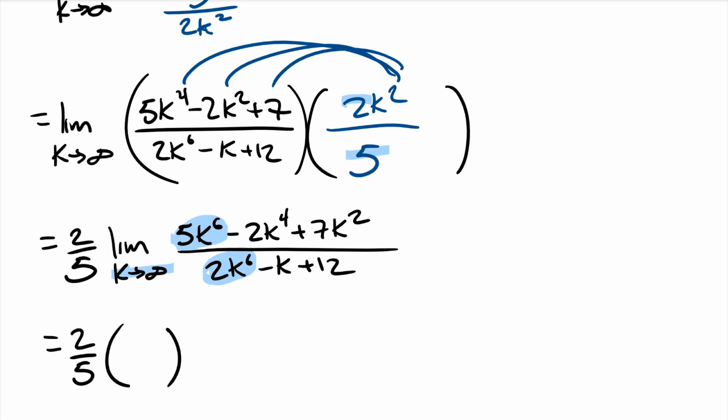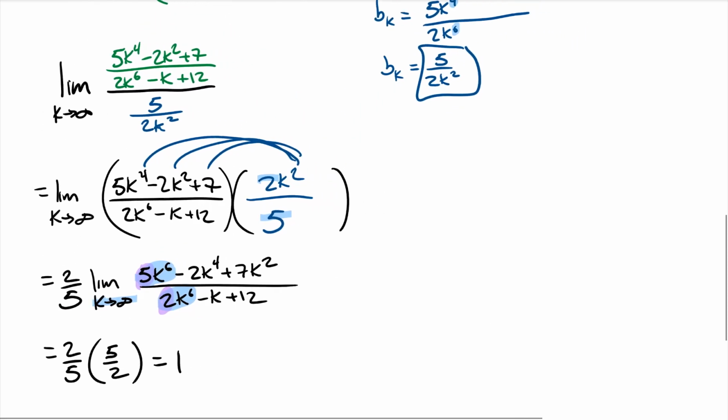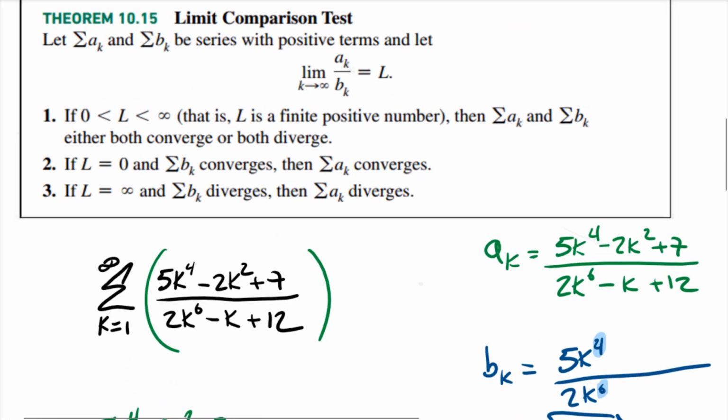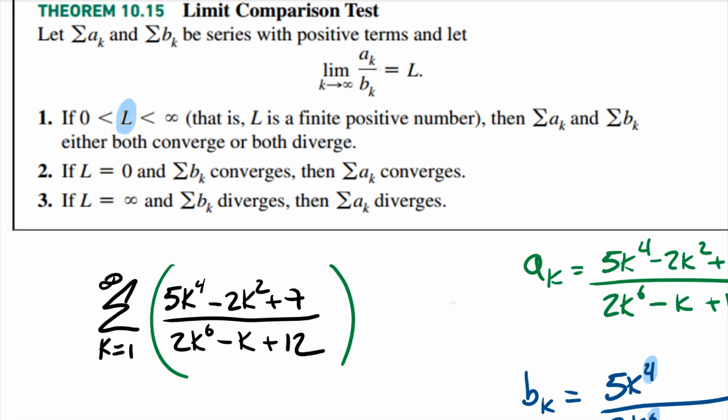Now, what does this go to? It goes to 5 halves. We put this in, and this equals 1. So what does that say? This is our limit that we just found. Our L is equal to 1. So it tells us that if our L is in between 0 and infinity, either both converge or both diverge.